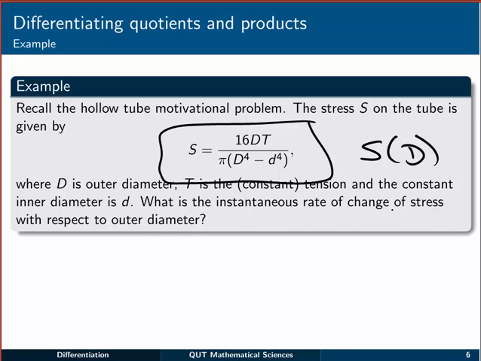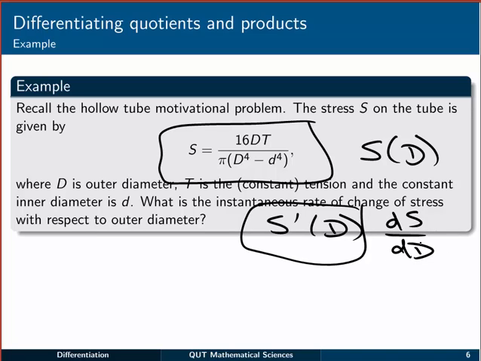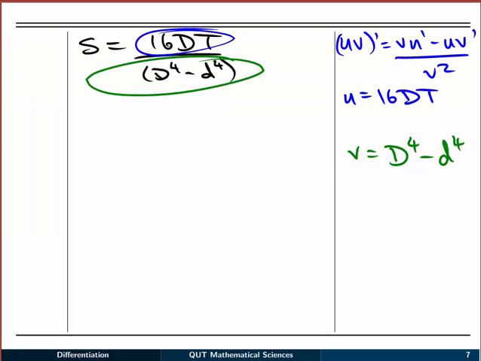So what is the instantaneous rate of change of stress with respect to the outer diameter? Rate of change of stress, S, with respect to outer diameter, capital D, it's just going to be S dash of D, or dS/dD, if you like. I'll probably go with this one because it looks a bit weird having dD like that. So pause the video for a moment and try to have a go at this one yourself using the quotient rule. So we're going to use the quotient rule, u on v, it's going to be given by v u dash minus u v dash over v squared.